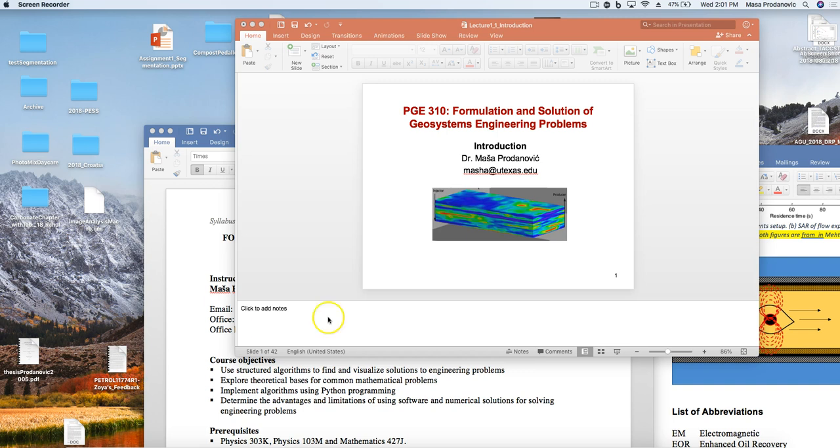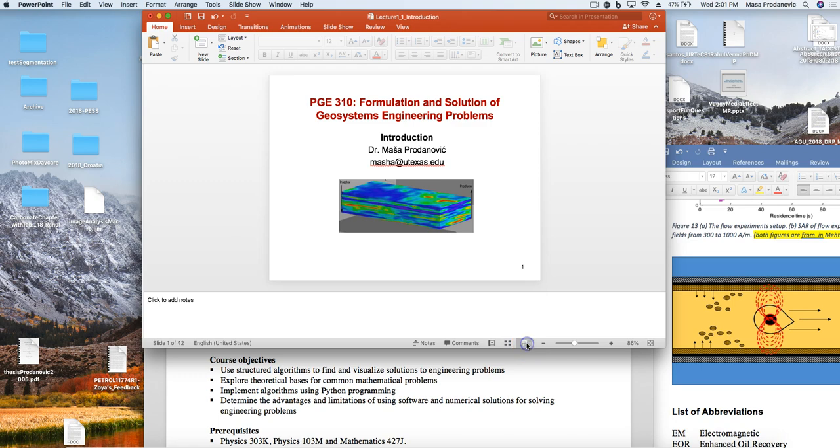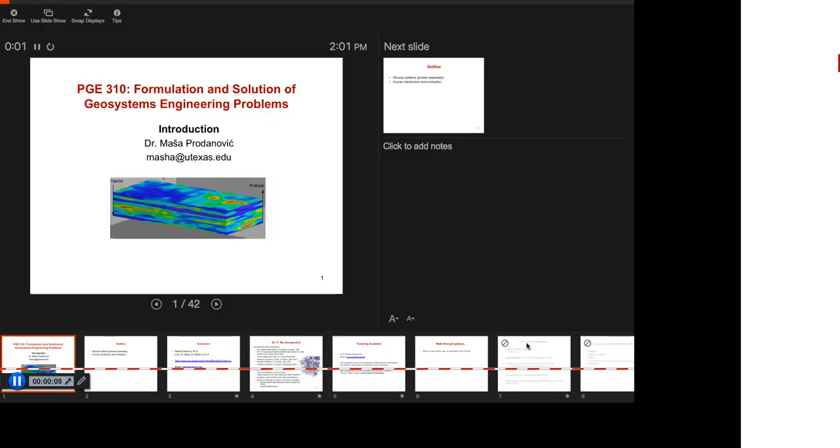All right. Okay, so the course, I hope that you're sitting in the correct room. This is PGE310. The long title is Formulation and Solution of Geosystems Engineering Problems. It took me, I think, a year to remember the entire title. It's really Introduction to Numerical Methods would be a traditional name for it. And we are going to learn also how to implement those numerical methods along the way.